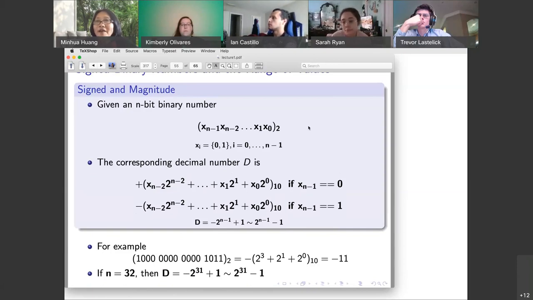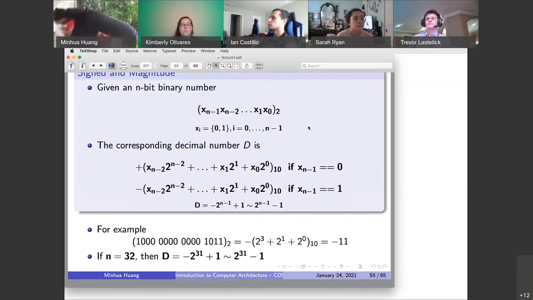The value of the number starts from the second most significant digit, which is at index n minus 2. Be careful: the first bit, the most significant bit, is not considered for the conversion of the value. It only indicates the sign of the number. Here we have an example. We are given a 16-bit binary number in the signed and magnitude system. We want to convert this number into a decimal number and also determine its sign.